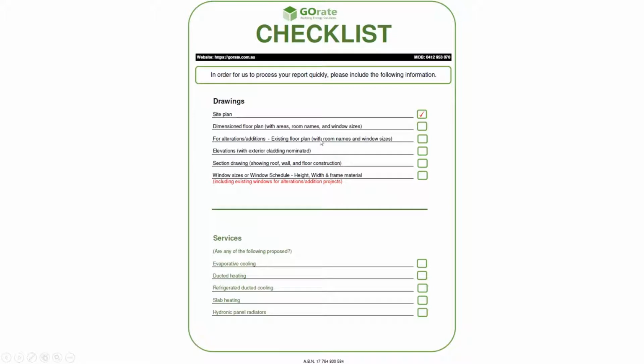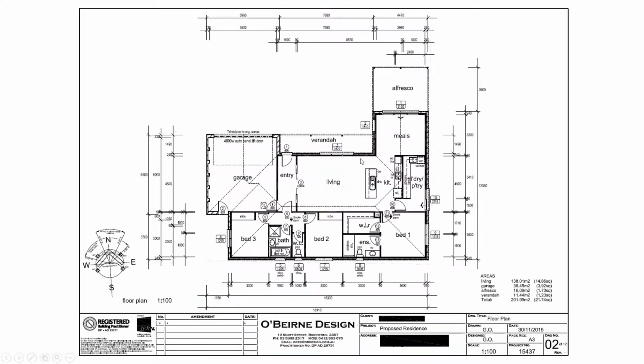Next on the list is the dimensioned floor plan with areas, room names and window sizes. So here's a typical floor plan. First of all, we need dimensions, or at least one dimension, so we can scan the drawing into our software for measurement purposes.